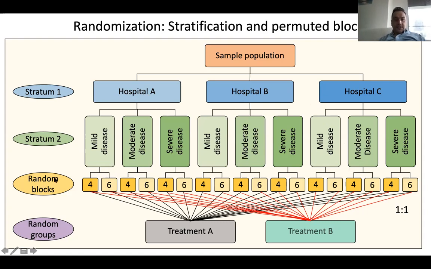And then once you do this, you have to randomize the blocks, right? So in this example, and again, this is just an example, you can choose between a random block of 4 or a random block of 6, right? 4, 6, 4, 6, 4, 6. And then based on this, you are going to be allocated either to treatment A or to treatment B. And these are going to be the random groups. This is how it works for the stratified randomization.